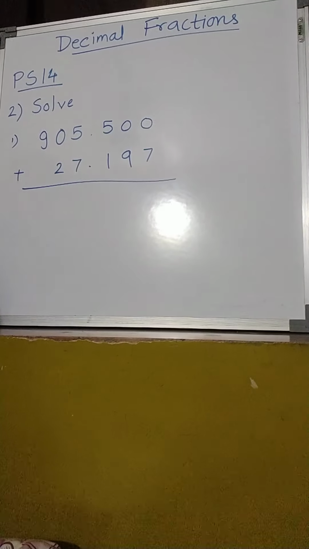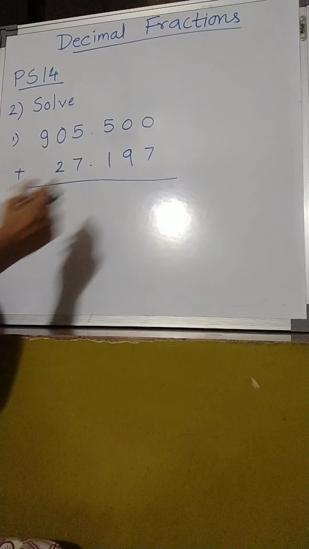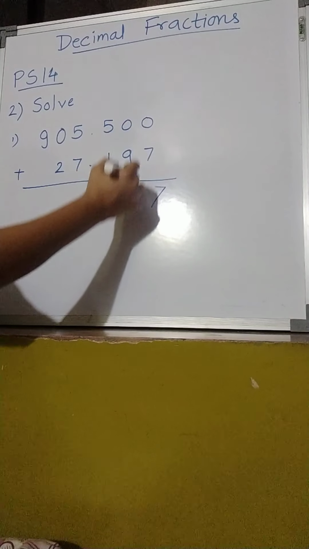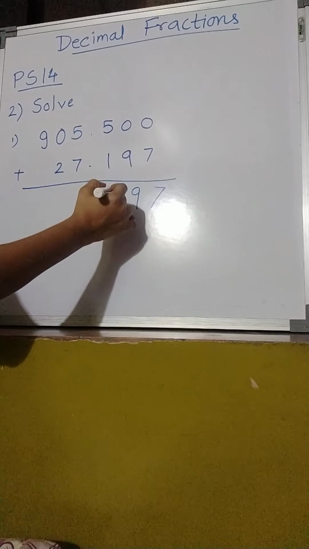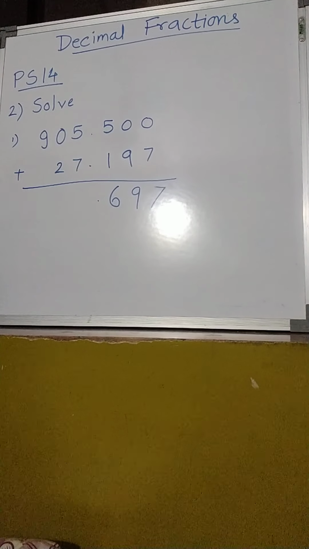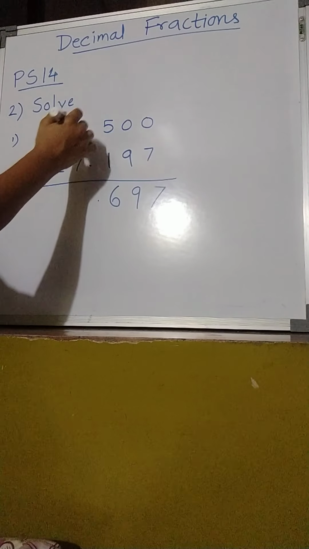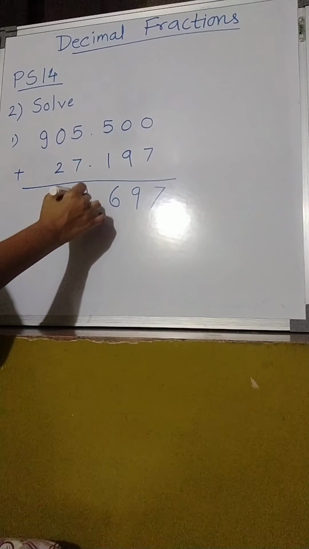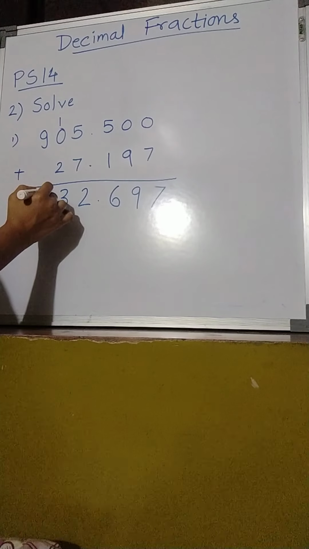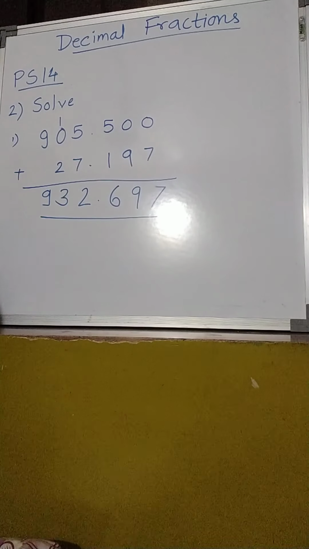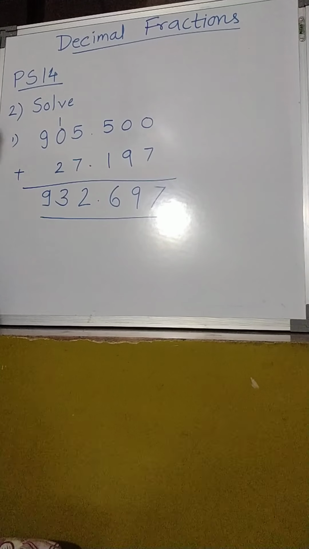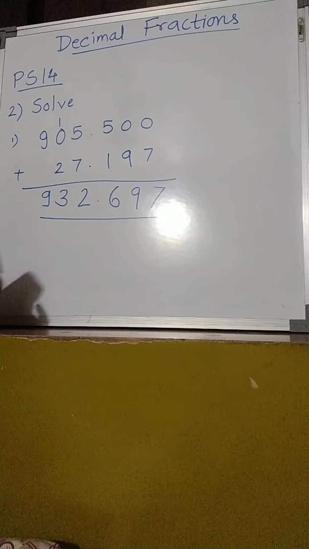Now see, as per your simple addition, you solve this sum like 0 plus 7, 7, 0 plus 9, 9, 5 plus 1, 6. Put decimal point in front, below decimal point. 5 plus 7, 12, carry over 1, 2 plus 1, 3 and 9. So your answer is 932.697.